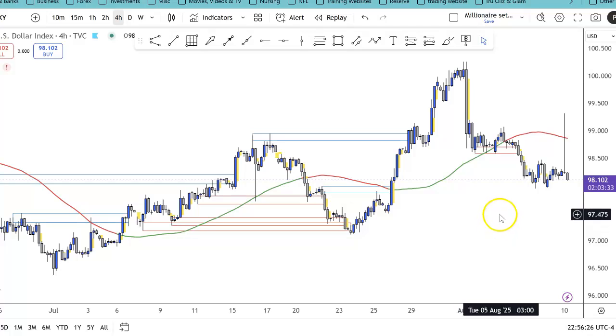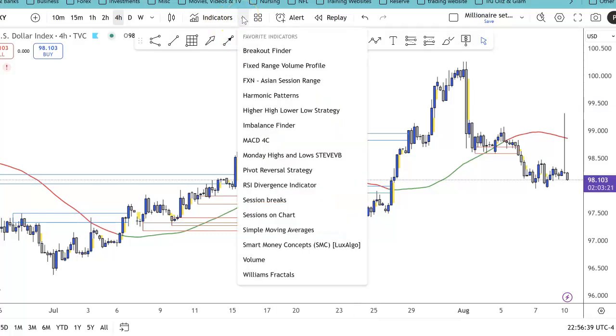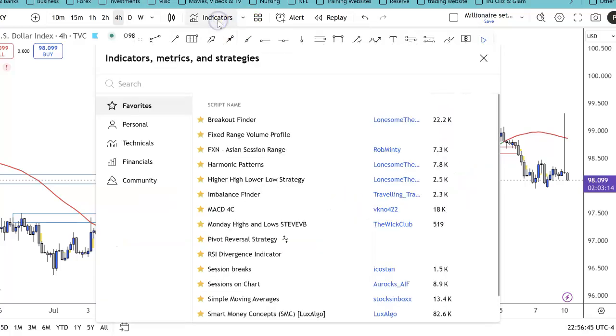I am going to go over some of the indicators that are used for my setups, to identify my setups and my entry points. So without further ado, let's go ahead and get started. In the indicators list on TradingView, one of the things you're going to search for is the breakout finder. The breakout finder is what I use to identify my supply and demand zones on the 4-hour time frame.